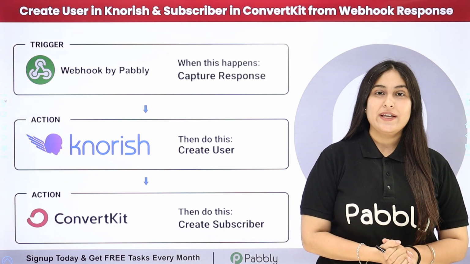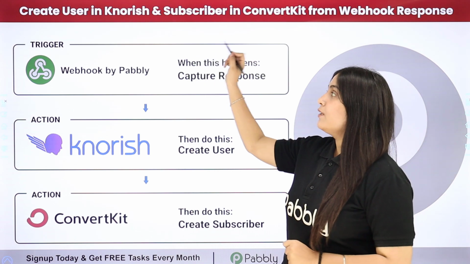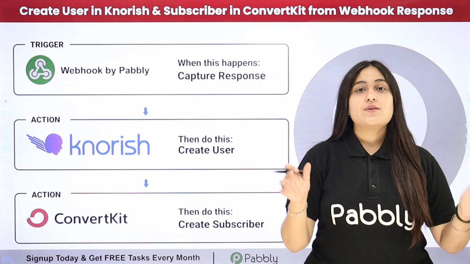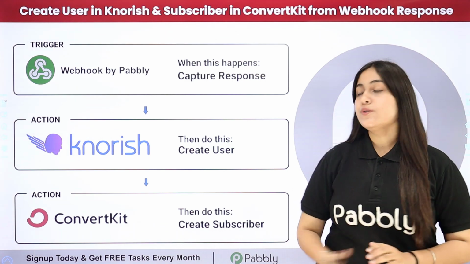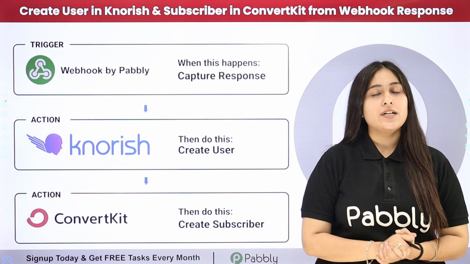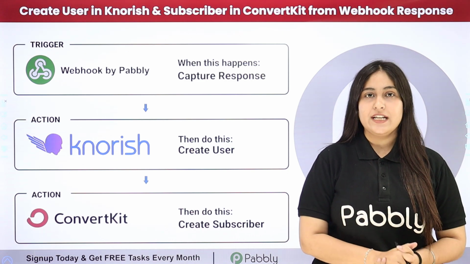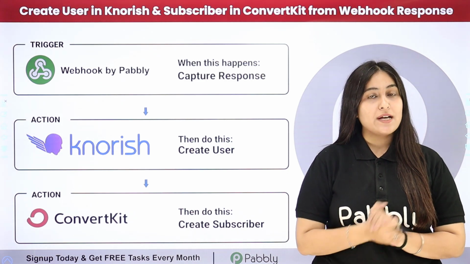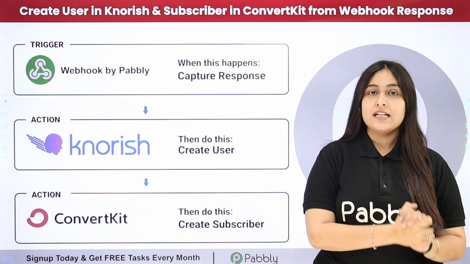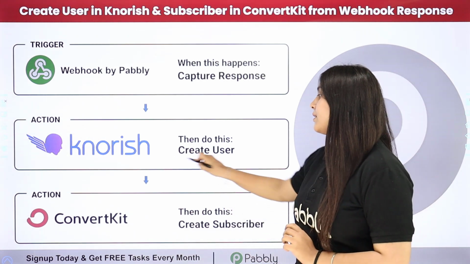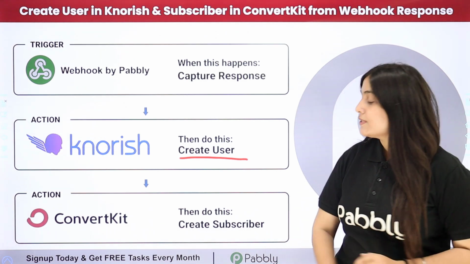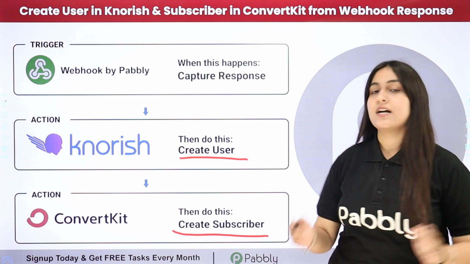So in this video we are going to understand how to create a user in Knorish and a subscriber in ConvertKit from a Webhook response. I'm conducting an online course through Knorish and I am receiving new registrations through a form that I have created. Now in this case, I want that whenever I receive a new form submission, then automatically using that student's details, a new user should be created in my Knorish account, and after that using the same details, a new subscriber should be created in my ConvertKit account as well.